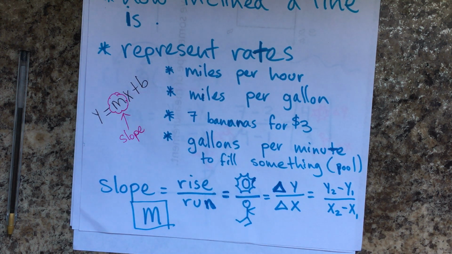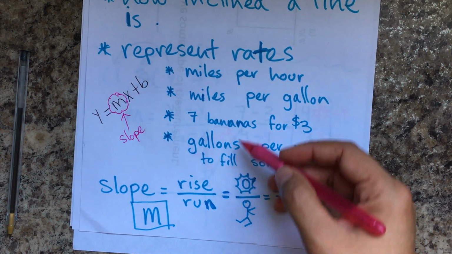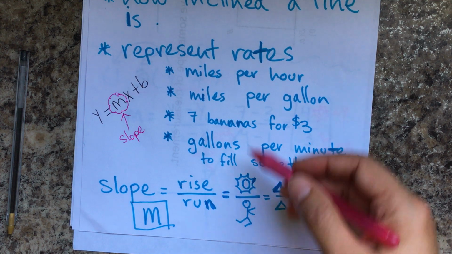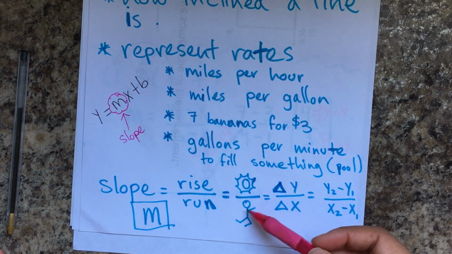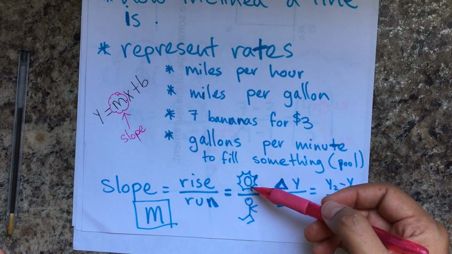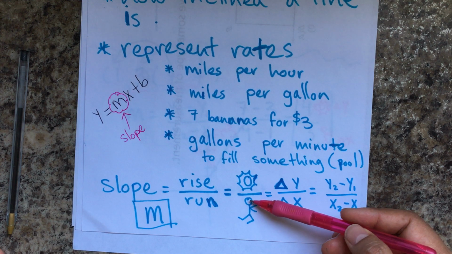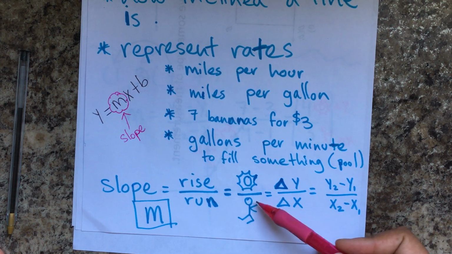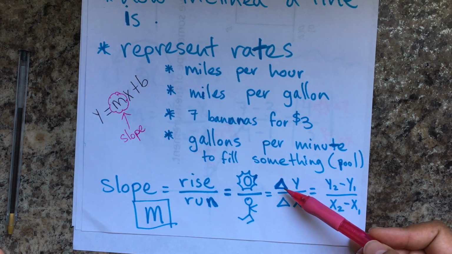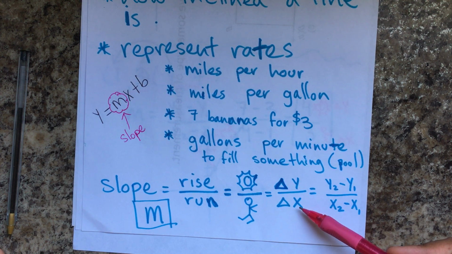I like to think of rise as the sunrise. So if it's positive, the sun goes up. That means that you are gonna move up. If it's negative, then the sun goes down. So it's when it's a negative number in here. And then the run, you go left or right. They also say that this is the change of y over the change of x.